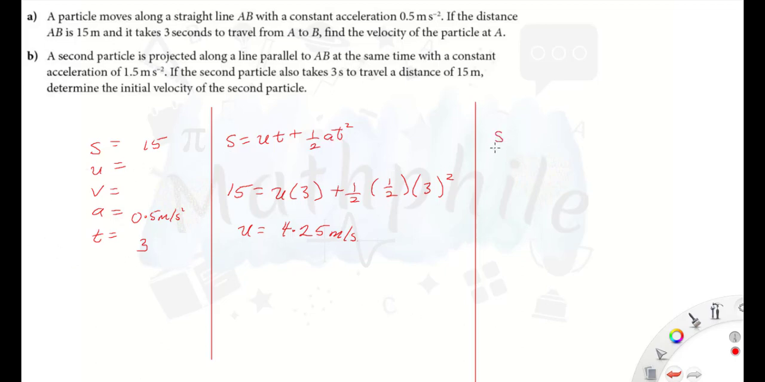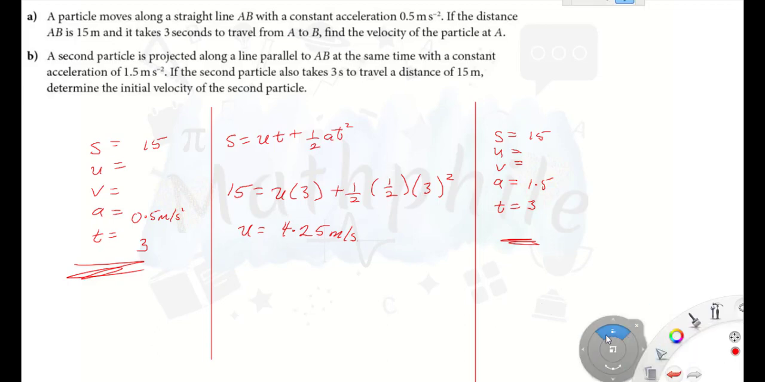With that one, setting up the SUVAT, the time was 3, the acceleration was given as 1.5, and the total distance was given as 50. Like I was saying, it's the same kind of SUVAT. U and V were missing. So the same process, you can find the U using S equals UT plus half AT squared. Do that for me and let's see what you get.